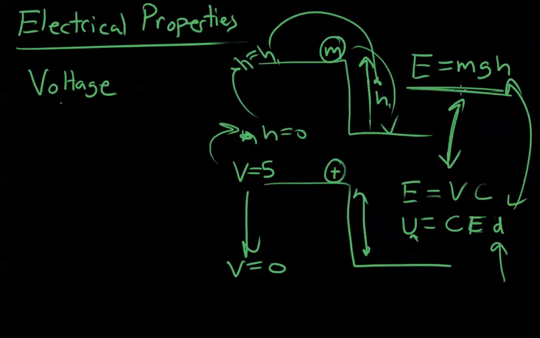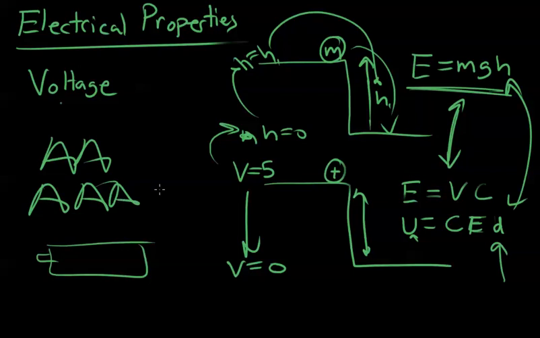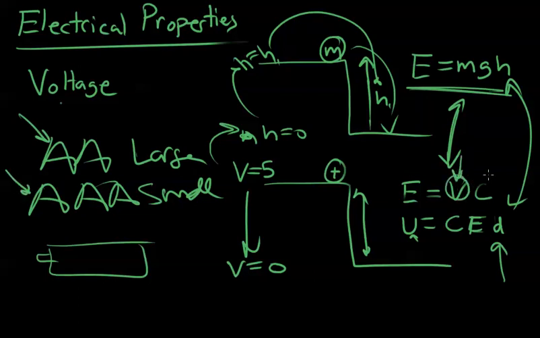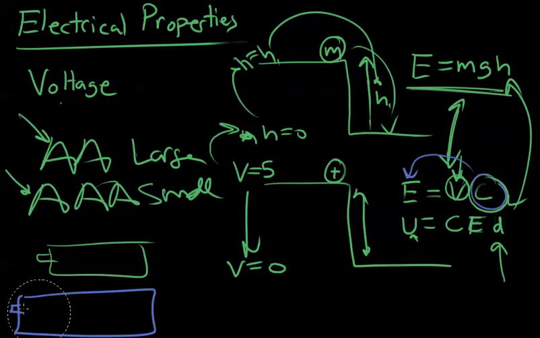So voltage is kind of describing a potential energy for an amount of charge. So let's say in these two batteries we had the AA, and here the AAA. This is small, and this one is larger. So you'd expect that we'll have more charge in this one and less charge in this one. Although the voltage is the same, the charge is different. And because the charge is different, the total energy is going to be different. And this is why one battery is bigger than the other one.